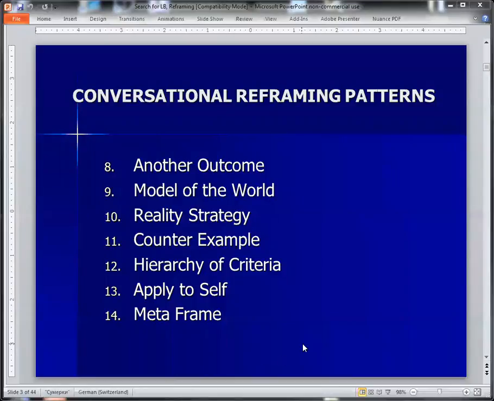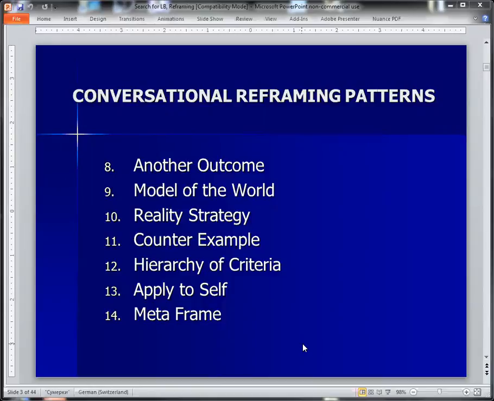And by the way, maybe I will use the same trick as I always do. What do you think? What kind of reframing pattern is the pattern called another outcome? So I'm sure you can guess. Yeah? So try to formulate, what could it be?